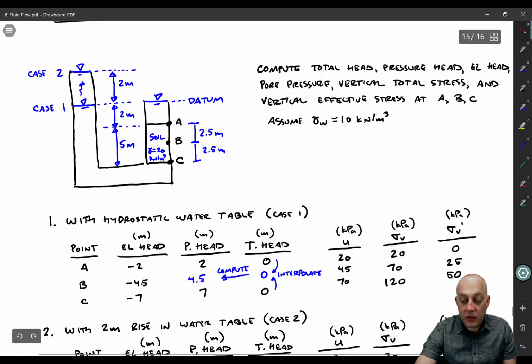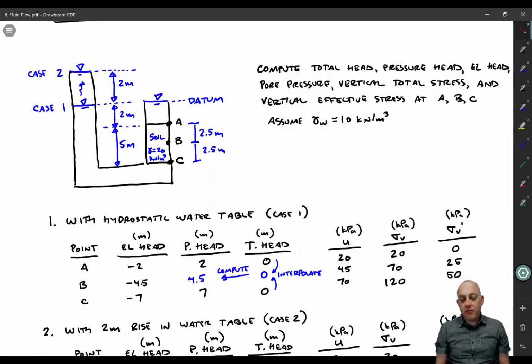stress. And then we can calculate our vertical effective stress just by doing the subtraction, right? 20 minus 20 is 0. 70 minus 45 is 25, and then 120 minus 70 is 50. So we've solved the problem. That's an easy problem because there was no seepage, but I just wanted to show you the process so that you can easily compute a closed form solution and make sure it agrees.